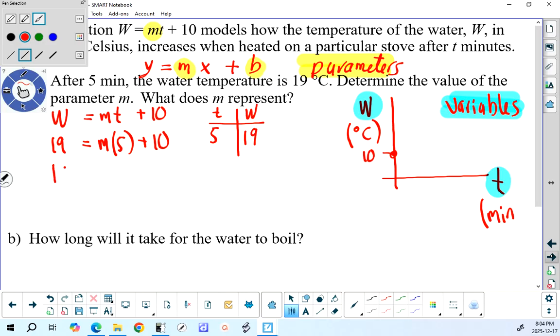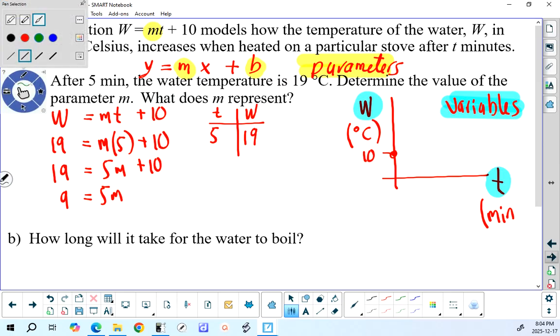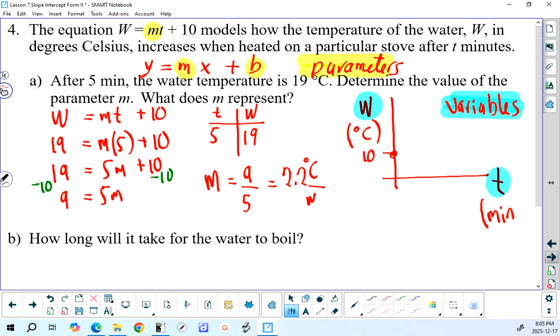I can rewrite it as 19 equals 5m plus 10. If I subtract 10 from both sides, I get 9 equals 5m. I will just show that. What I did was I subtracted 10 and I subtracted 10. That means that when I divide both sides by 5, I get m is equal to 9 over 5, or what is that, 2.2, and that would be degrees Celsius per minute.